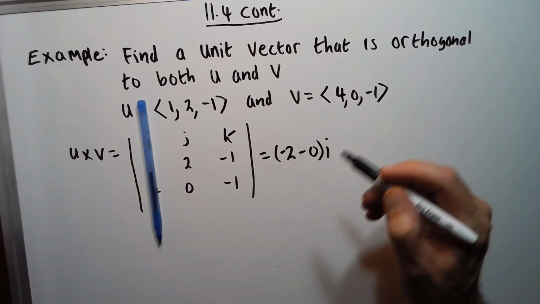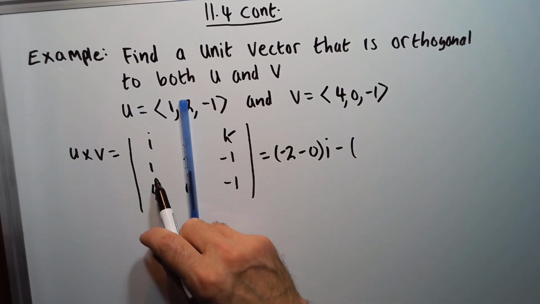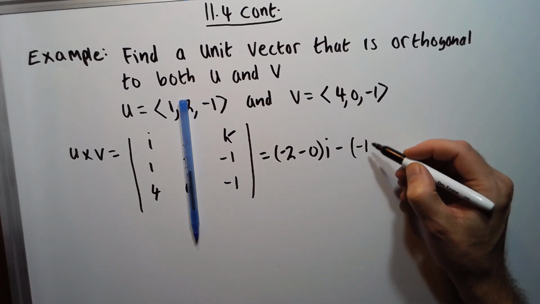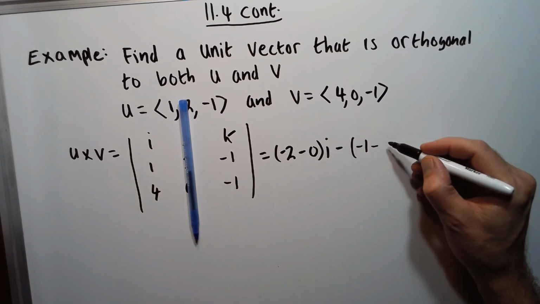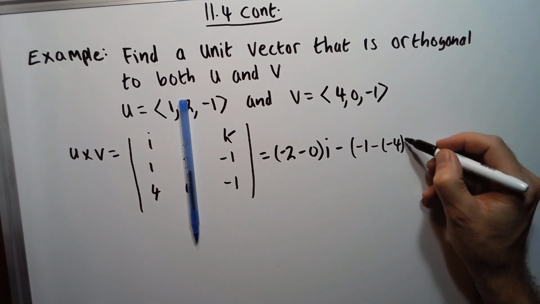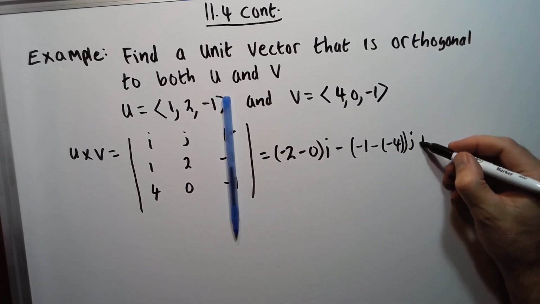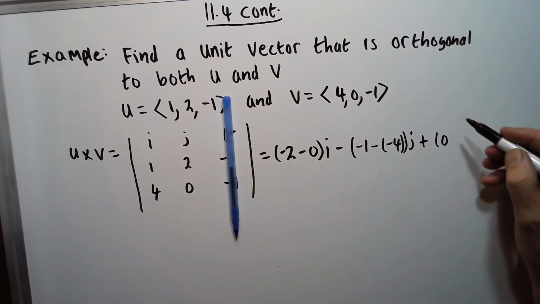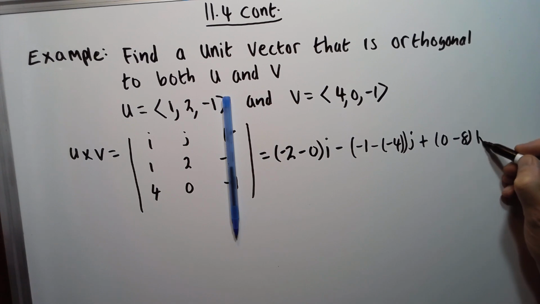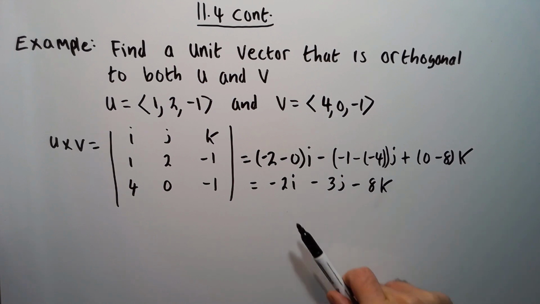That'll be I direction. Then we'll do the J column next. That'll be minus. It'll be 1 times minus 1, so it'll be minus 1 there. And it'll be minus 1 times 4. Minus that, so it'll be minus 4 J, and then the K one would be 1 times 0, so it'd be 0. Minus 2 times 4, so minus 8. Okay, and simplifying this, we get negative 2i minus 3j minus 8k.